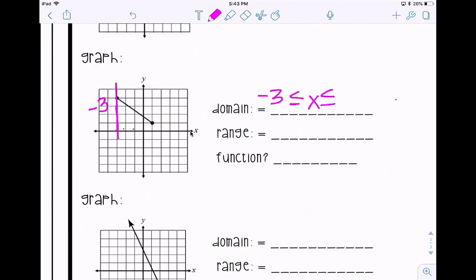The grid keeps going, but this line actually stops right here. So this is going to stop right here at 1, right? We went 1 to the right. So the highest value for the x-axis is going to be 1. So the highest value of the domain is 1.